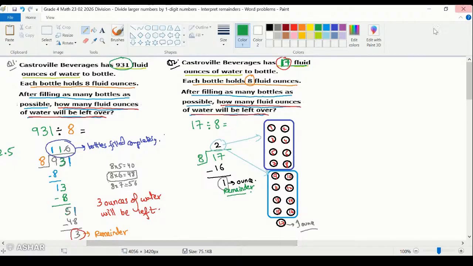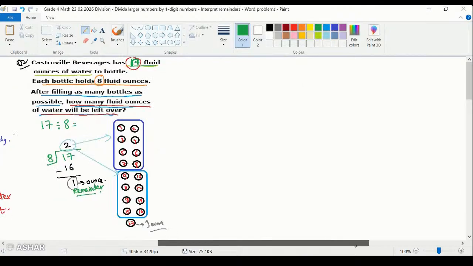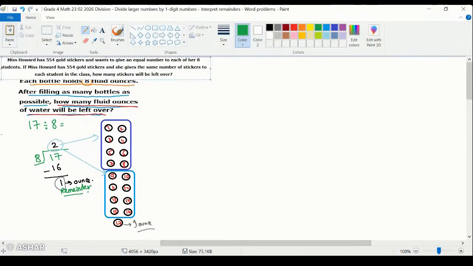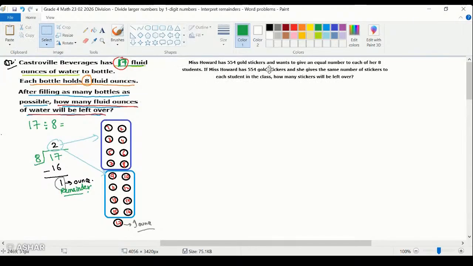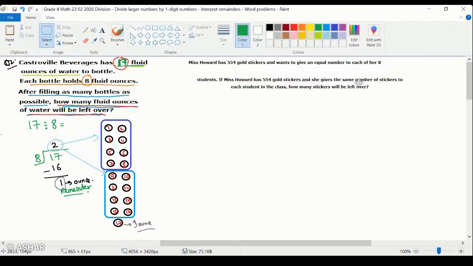Let's have a look at something else. The next question says, Mrs. Howard has 554 gold stickers and she is giving 8 stickers to each student. Drawing 554 would take a lot of space, right? Therefore, we don't need to draw. We just simply would want to solve this.